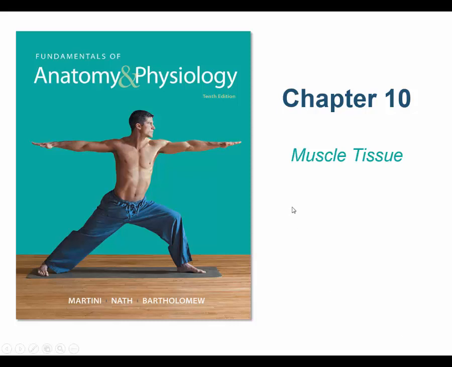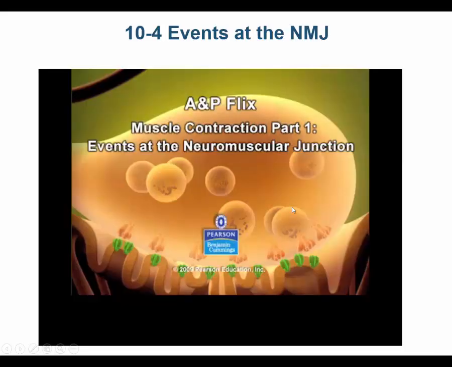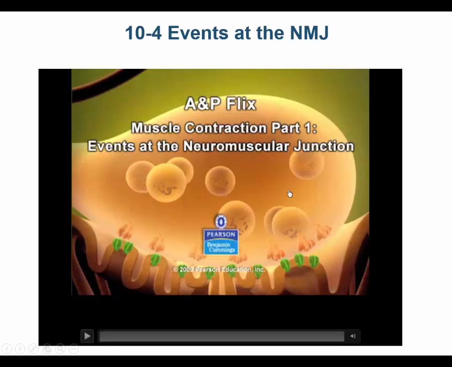All right, folks, this is 10-4, muscle tissue. This is the meat of the chapter. 10-4 and 10-5 are the meat of the chapter. It's going to be talking about how the motor neuron tells the muscle to contract and then how the muscle contracts. So play these videos as much as you have to and replay my MP4 lecture as much as you have to get this material.